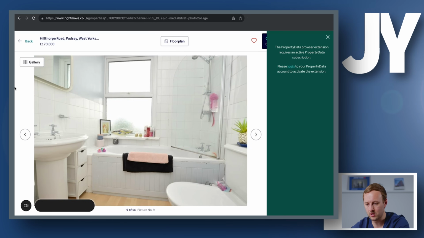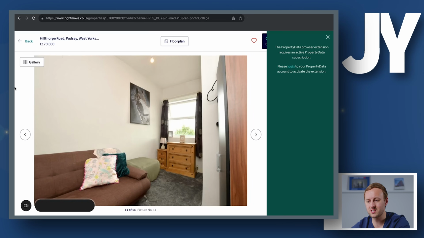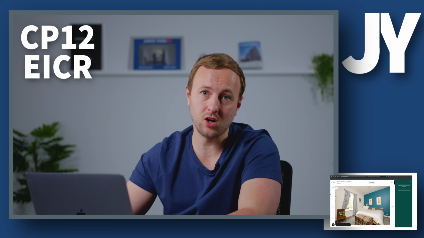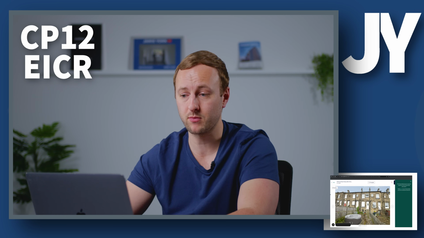Now, even though it all looks solid, I'm always going to factor in some money in case the photos are lying a little bit. I always think of CP12s, which is gas safety. Remember, if you're doing a buy-to-let, you need CP12s and EICR. CP12s being the gas safety, EICRs being the electrical certificate, okay? So I'm always going to factor in maybe 5 grand until I've gone to the property and done some testing, and then I can manipulate my numbers.